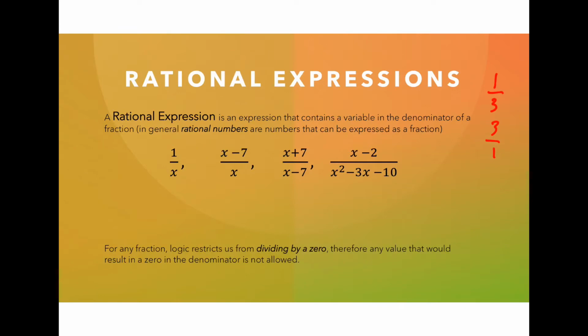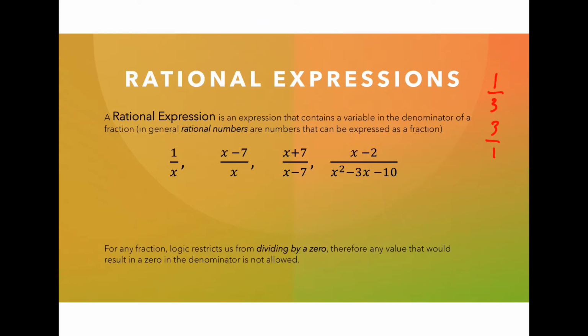Here I have a bunch of examples of a rational expression. You can see they involve fractions, and in each one of these, there's a variable, specifically a variable in the denominator. If I just had x over 1, we wouldn't really say that's a rational expression because the variable isn't in the denominator portion of the fraction.